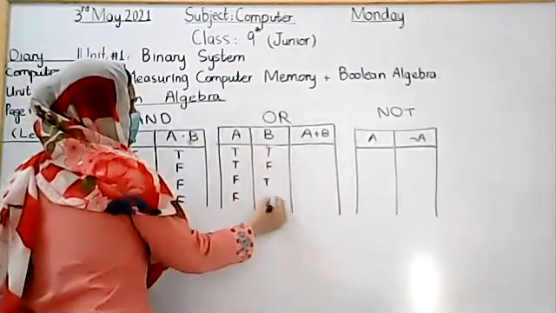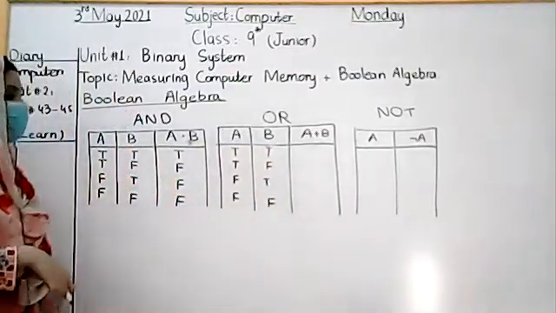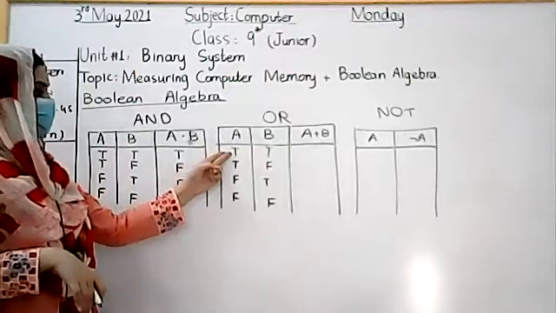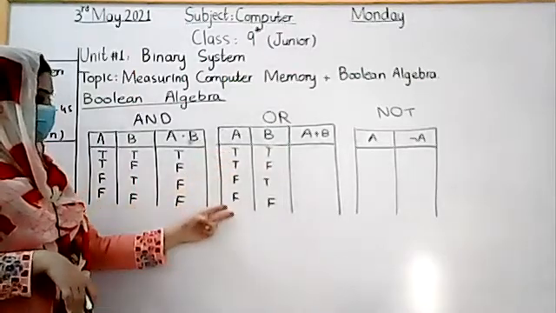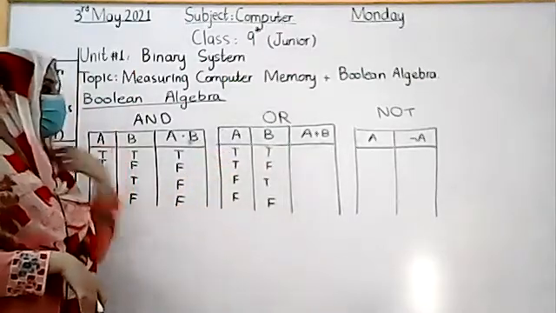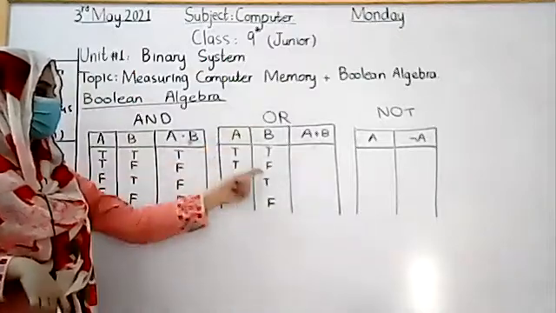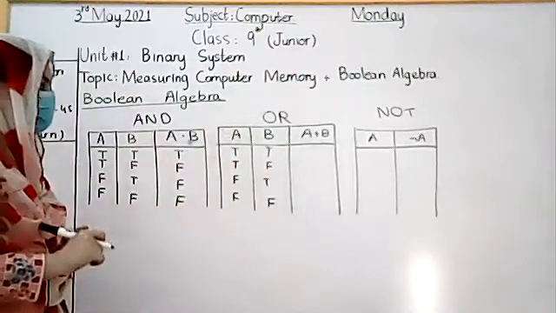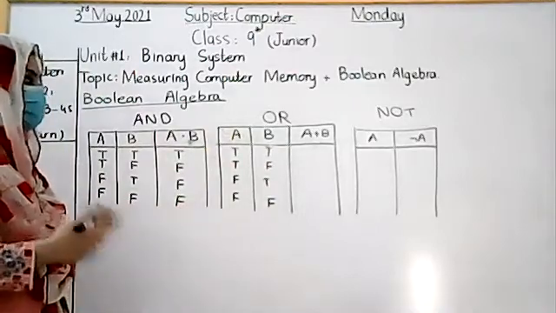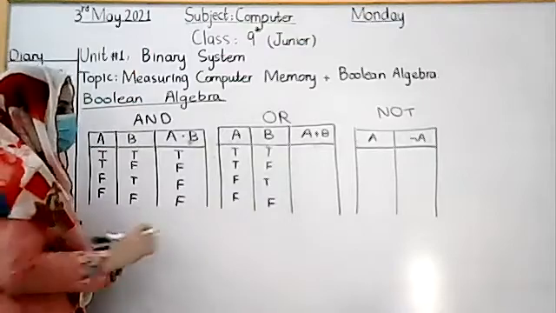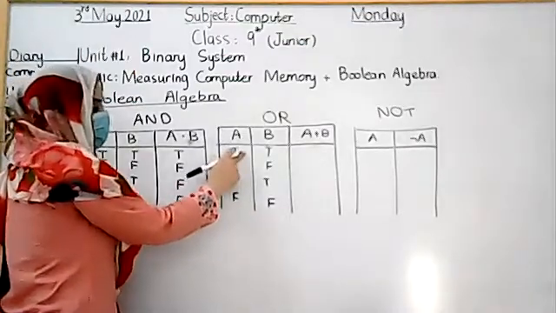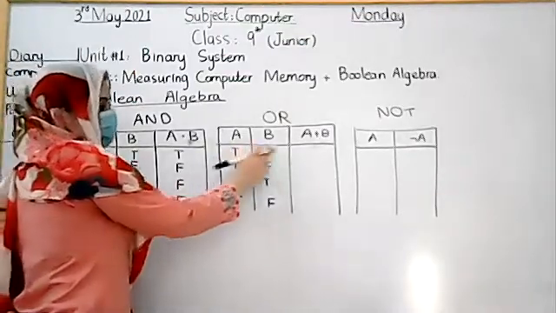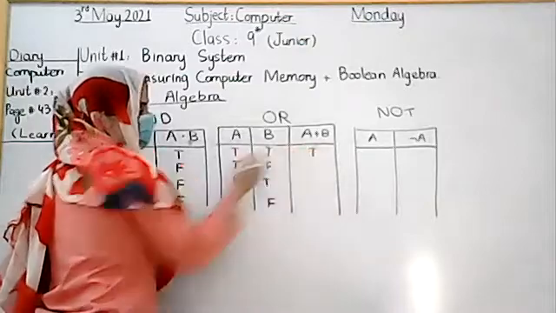In the same way we did for the AND operator, we will go for 2 times true and 2 times false in the first column, and one by one in the second column: true, false, true, false. And the OR operator will give the result true if one of them has any true value. For example, in this row, A is true, B is true. So the answer will be true.